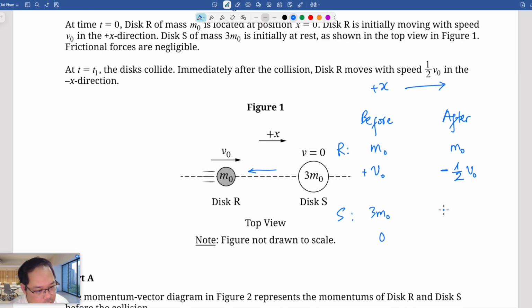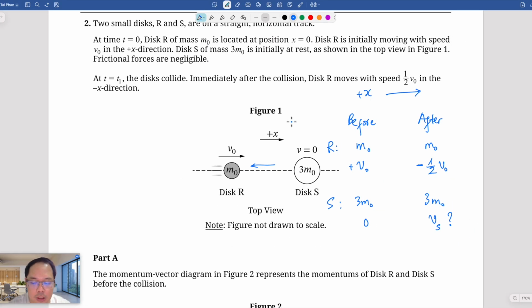For the disk S, of course, the mass is the same, 3m0, and we need to find the velocity of the disk S later using the conservation of momentum, because for all the types of collision, including elastic and inelastic collision, the total momentum of the system, which involves the two disks, is always conserved.